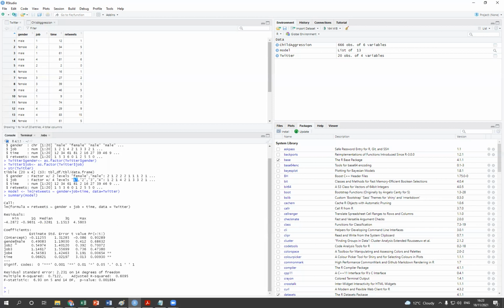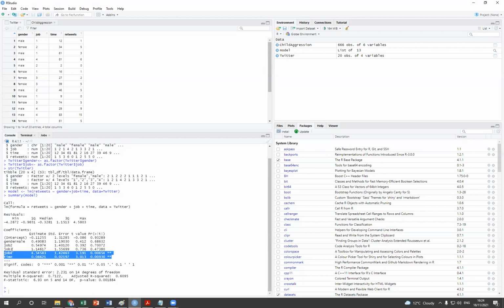Because it works based on the referencing or baseline. So female is the baseline for the gender variable, and job 1 is the reference or baseline for the job. What we see here, job 4 is important. It means that those people who are in category job 4, and the time they spent, these are more important than the others. These two are important.